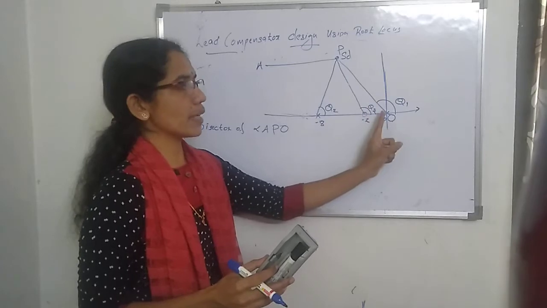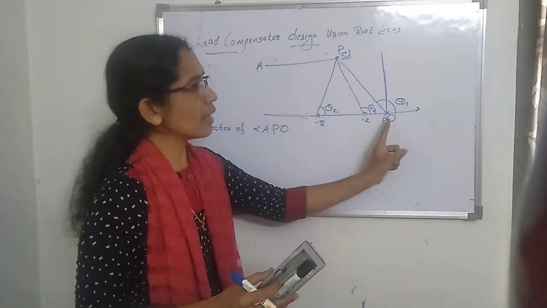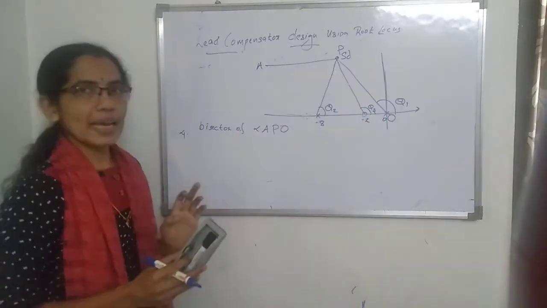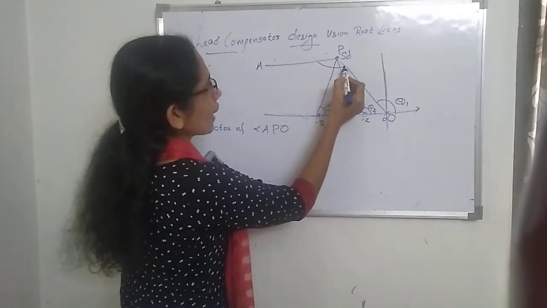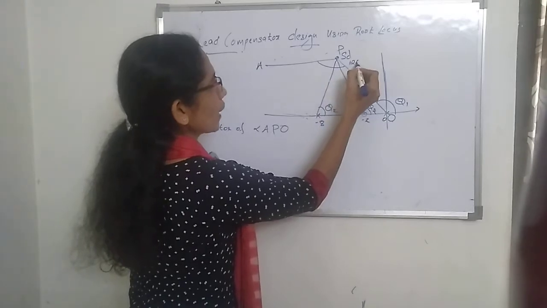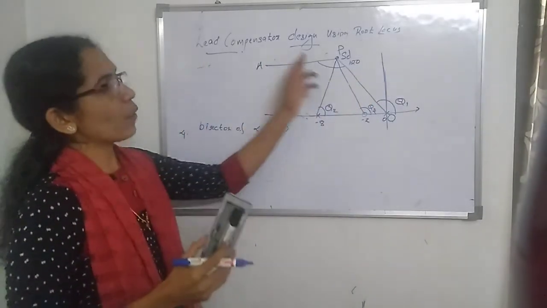We already have a zero pole at the origin, so we have all the lines. Next, the bisector of angle APO. What does bisector mean? Bisector means, if this total angle is, let it be 120 degrees, okay, let it be 120 degrees.